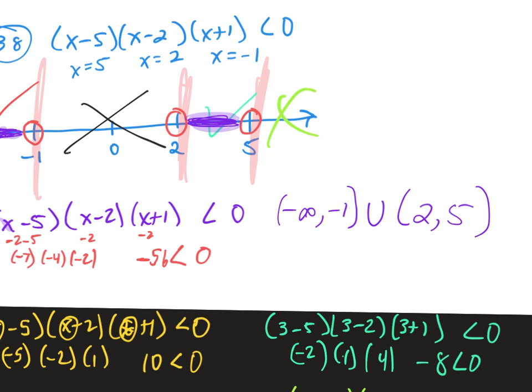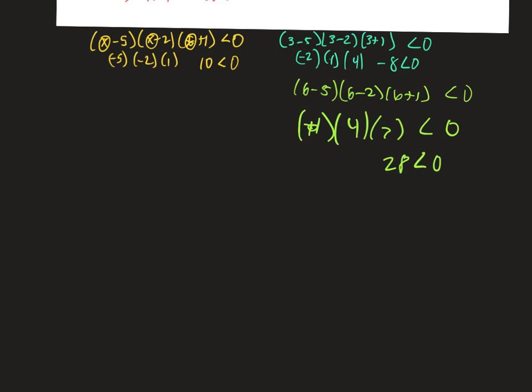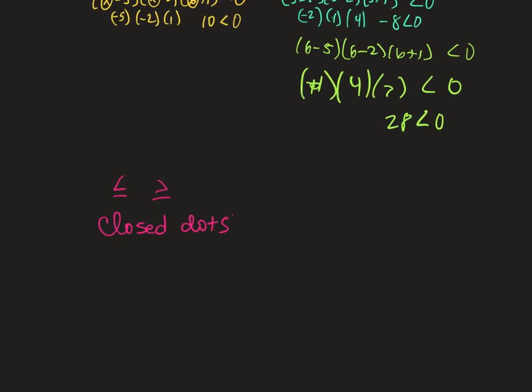Questions? Can you go over the rules again real quick? I'll write this down so you can see it. If you have less than or equal to, or greater than or equal to, you're going to have closed dots, which means it includes that number. And you're going to use brackets on the numbers that it includes. So your dots will be closed, that means it includes the number, and you'll have brackets.